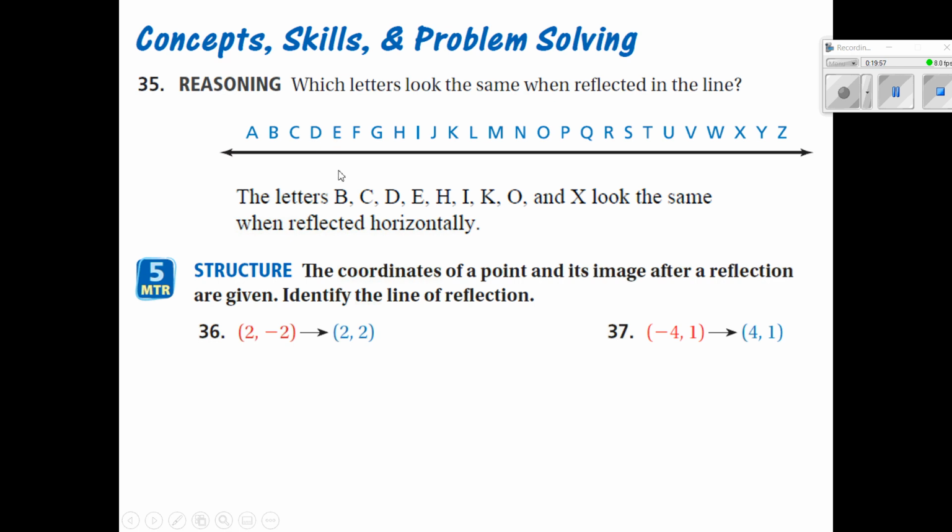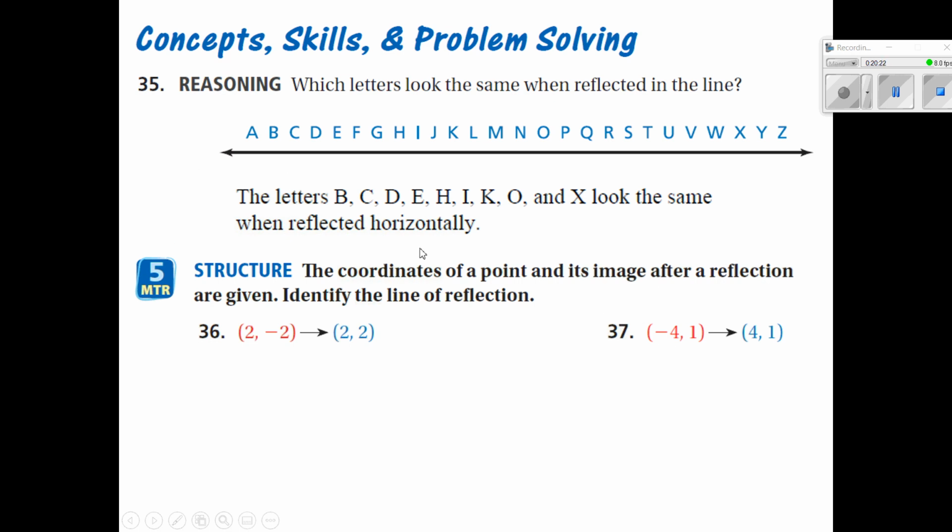E will look like an E. F will not look the same. G will not look the same. H will look the same. I will look the same. J will not. K will also look the same. Of course, O will. L, M, and N definitely will not. And then, of course, X will. The rest of these letters really are not going to look the same when reflected across that line. All right, number 36 is for you to do.